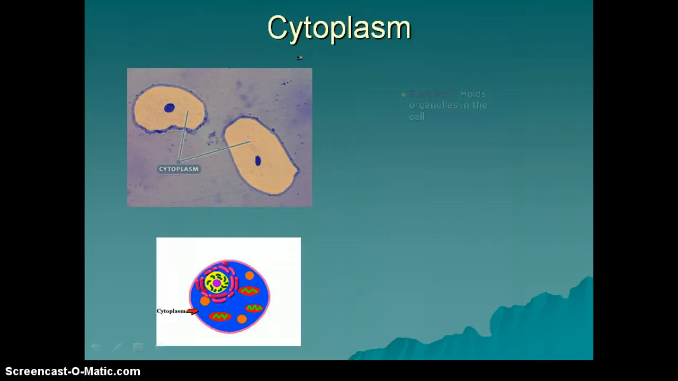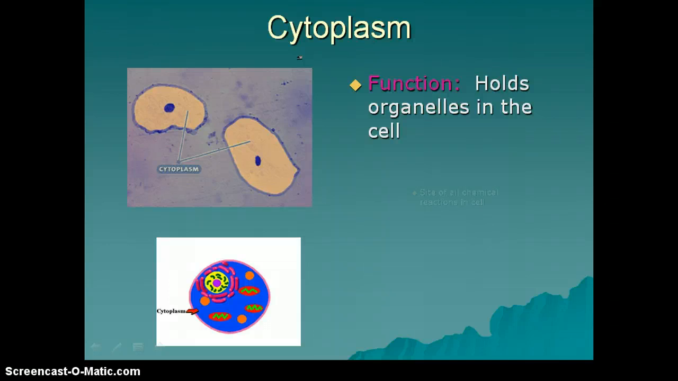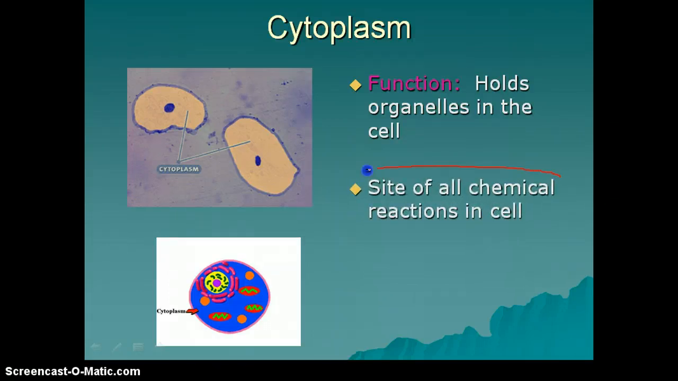Okay, next is the cytoplasm. Its function is to hold the organelles in the cell, so it's kind of like this jelly substance or jello mold. And the key part is that this is where all chemical reactions take place in the cell. So any type of chemical reaction like we talked about last chapter, hydrolysis or maybe condensation reaction, those kinds of things are going to happen in the cytoplasm of the cell.